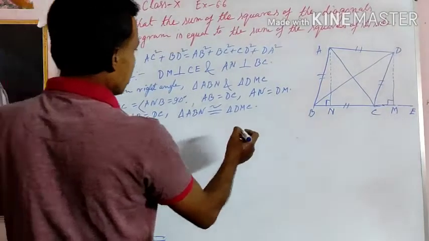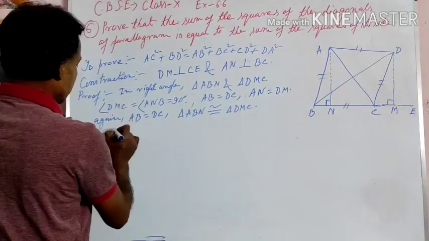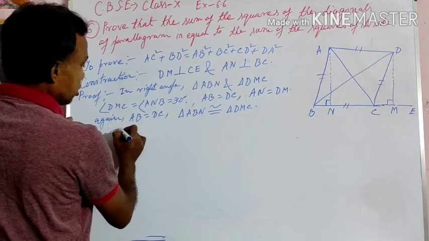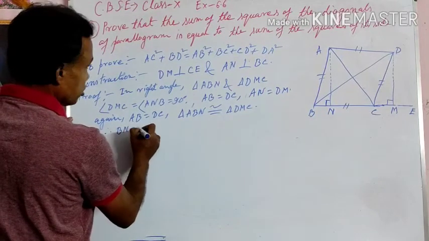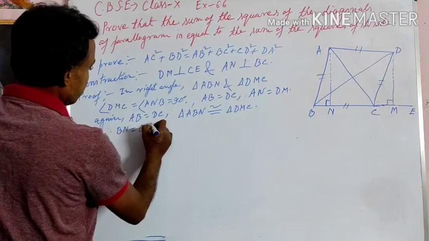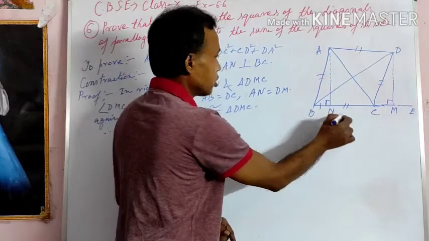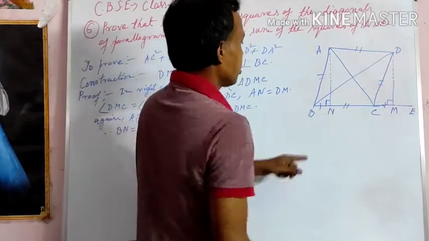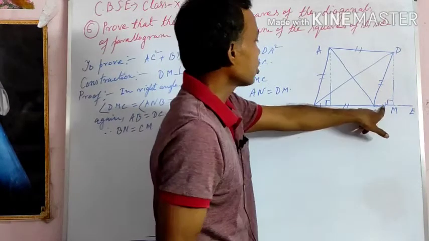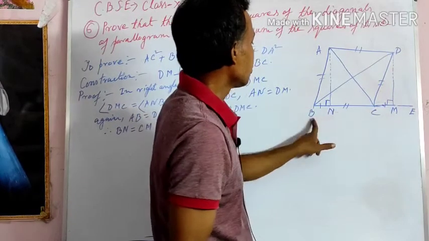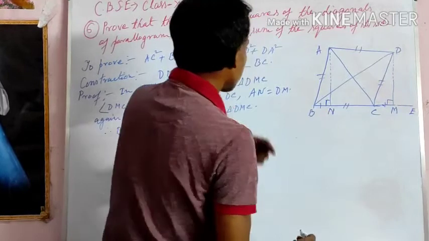Therefore, we can tell that BN is equal to CM. This side BN is equal to CM. These two triangles are congruent, therefore BN is equal to CM. Okay.